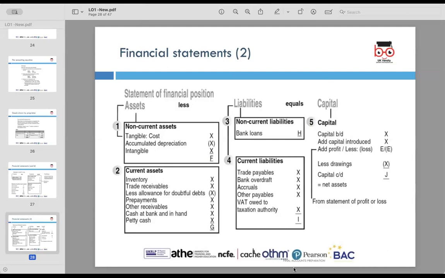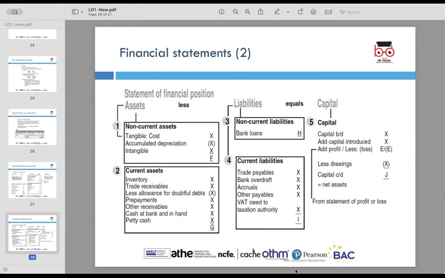So, components of the statement of financial position: assets, non-current assets, current assets, liabilities. Non-current liabilities, long-term obligations that are not due within the next accounting period, such as bank loans. Current liabilities, short-term obligations due within the next accounting period. Equity: capital introduced, profit, drawings. Implications of the statement of financial position: it indicates the solvency and liquidity of the business by showing the relationship between assets and liabilities.